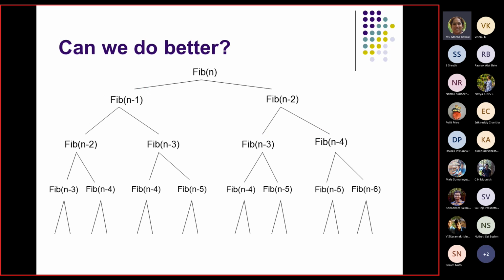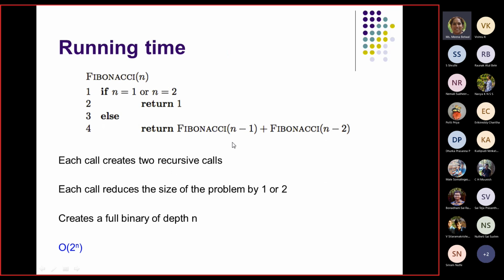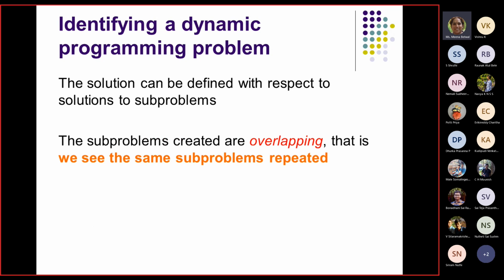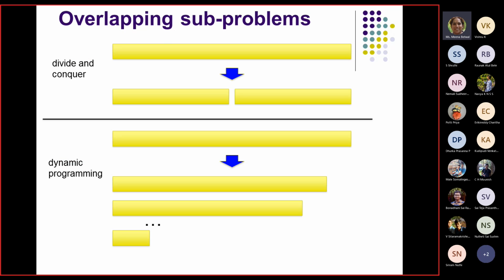So in dynamic programming, generally what happens is we end up solving in this recursive part, we need to understand that we are not calculating the same thing again and again. So that's what we have to twist the algorithm a little bit. Generally, dynamic programming solutions are such that the subproblems are overlapping. So now we need to identify a dynamic programming problem. The solution can be defined with respect to solutions to subproblems, and the subproblems created are overlapping. That is, we see the same subproblems repeated. So we have to deal with the algorithm like that.